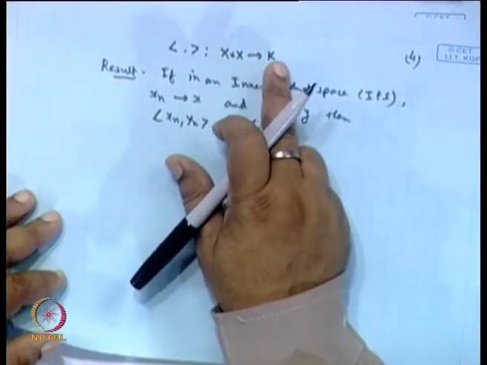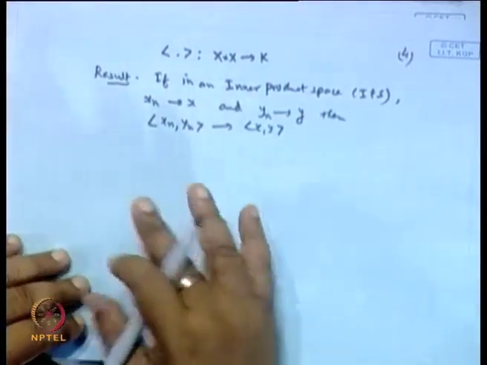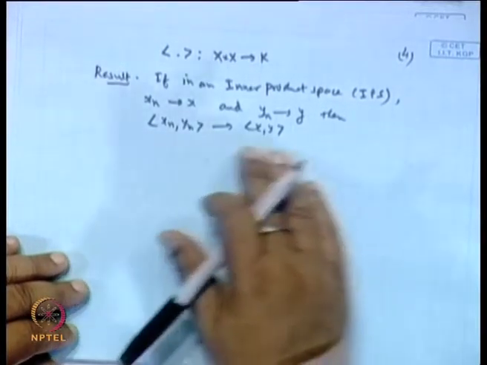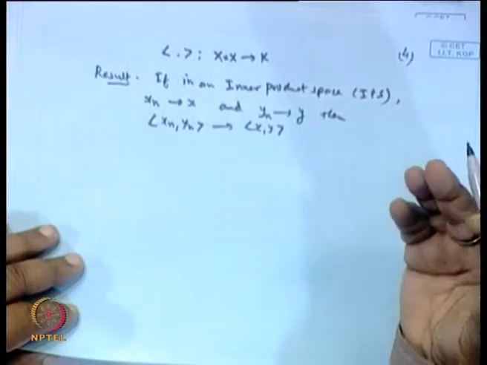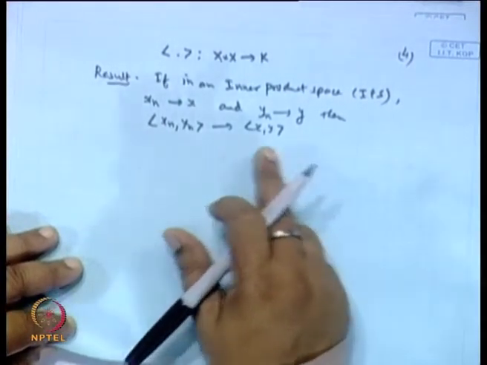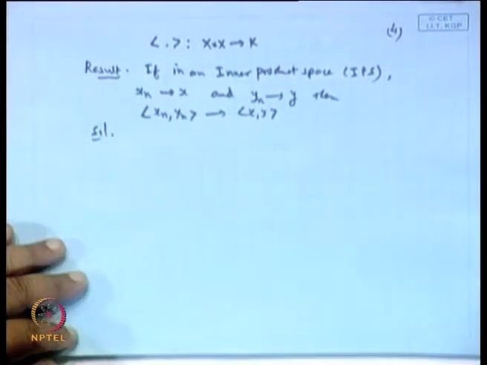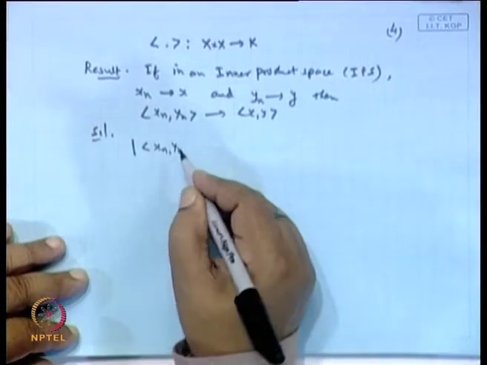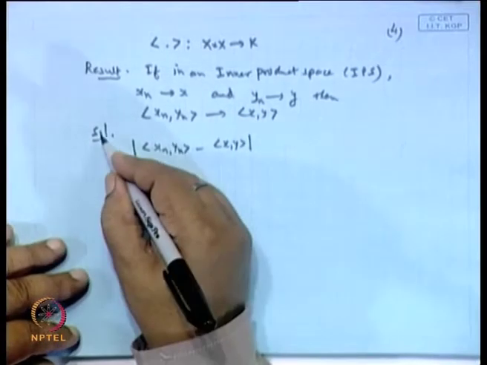So, when this is a continuous function, we have to show the continuity, means pick up a sequence of the inner product x n, y n type, and if it goes to inner product x, y under the modulus, because it is a scalar quantity, then we say it is a continuous function. So, start with this modulus of inner product x n, y n minus inner product x, y. We are giving the proof of this.